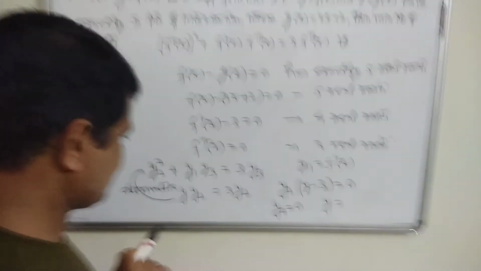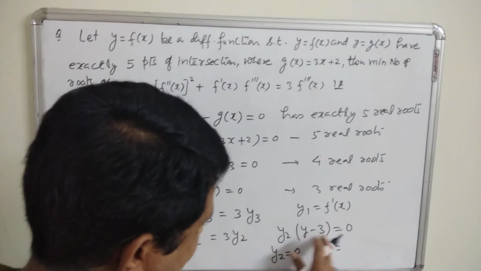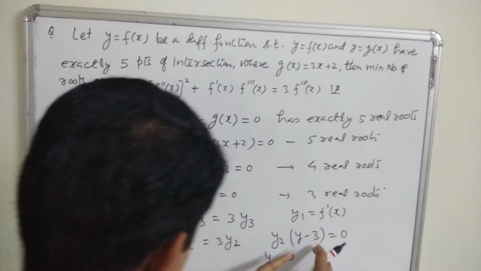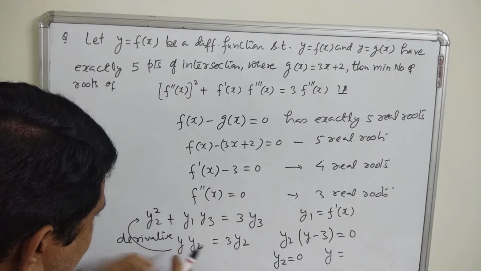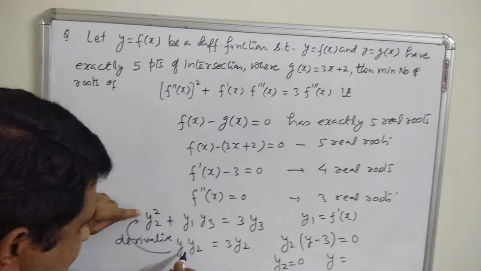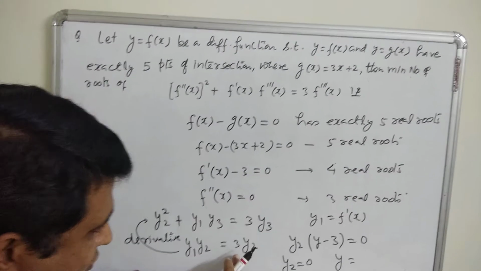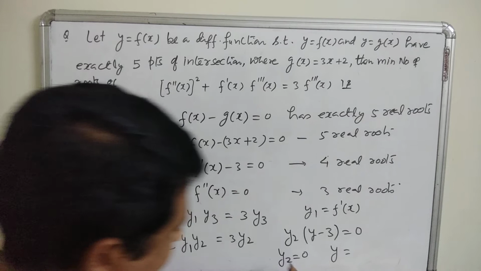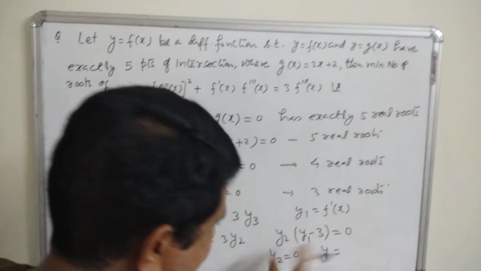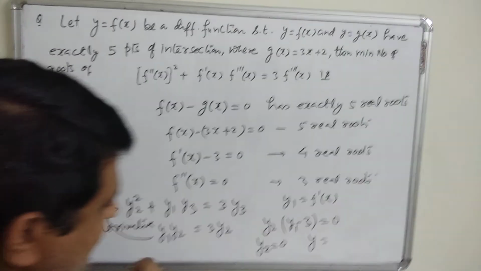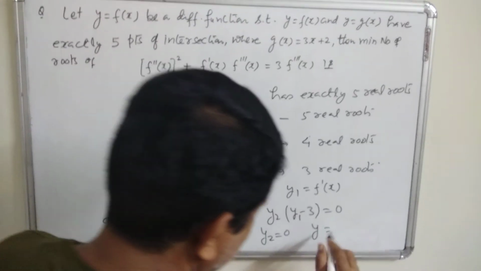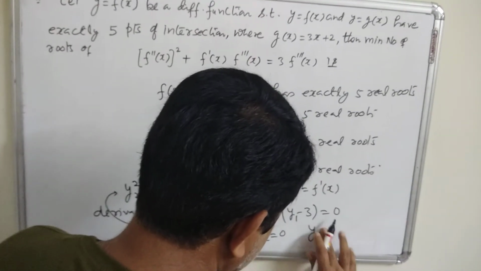And the other part is y1 minus 3. Let's check it. I think something has gone wrong somewhere. Oh, here. The integration of this equation is y1 y2 equal to 3y2. So when you take common, this is going to be y2 times (y1 minus 3), and this is made up of 2 parts. As I was explaining, one part is y2 equal to 0 and another part is y1 minus 3 equal to 0.